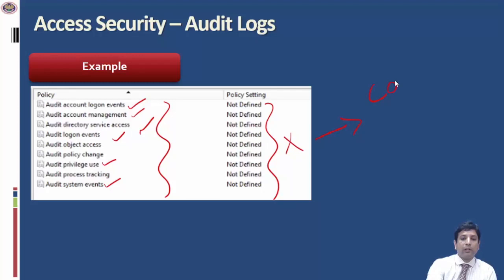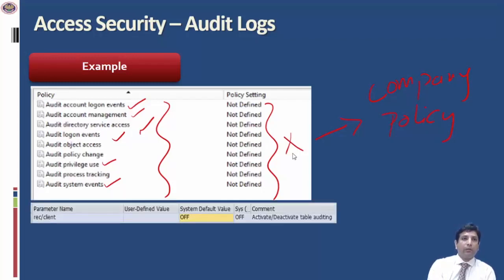The company may have a policy for defining the auditing and logging of critical events. We need to look at the policy, and the reason why the policy has not been implemented needs to be looked at. Let us look at another example.